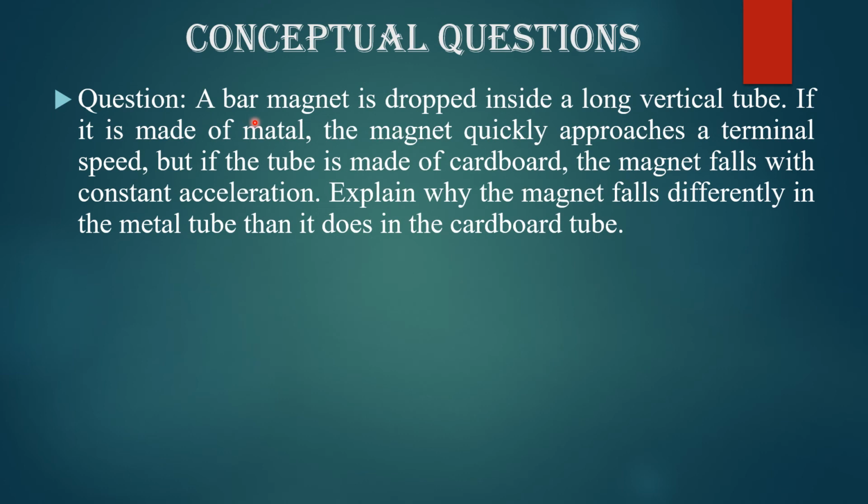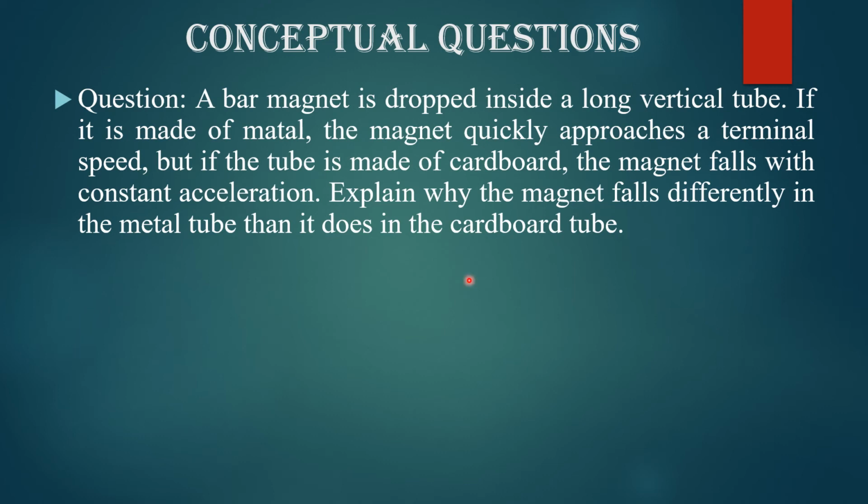Question: a bar magnet is dropped inside a long vertical tube. If it is made of metal, the magnet quickly approaches a terminal speed. But if the tube is made of cardboard, the magnet falls with constant acceleration. Explain why the magnet falls differently in the metal tube than it does in the cardboard tube.